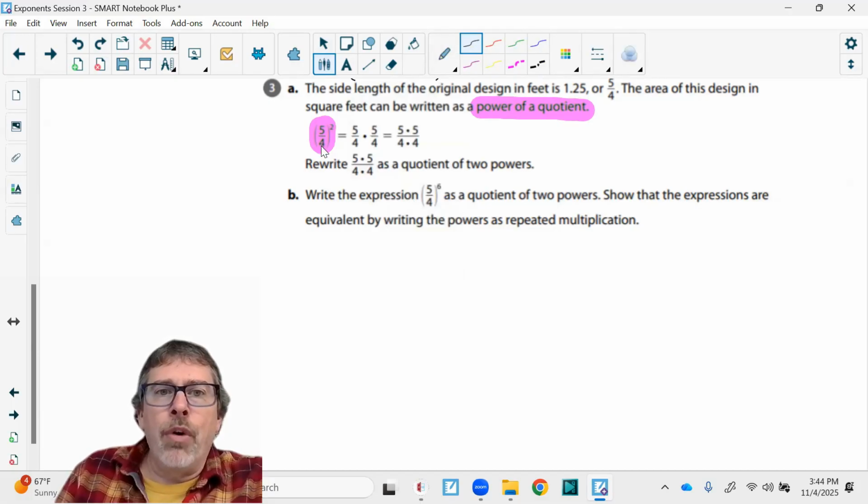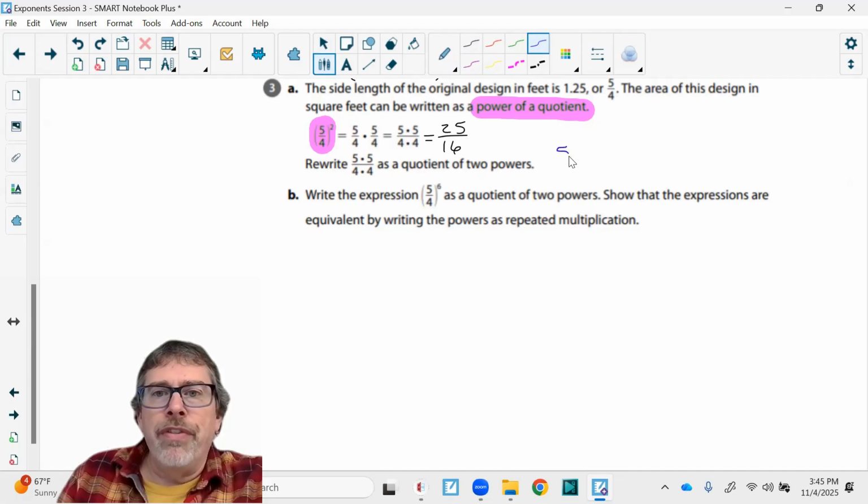And here it is. It's a fraction raised to a power. So this says 5/4 squared is equal to 5 times 5, or I'm sorry, 5/4 times 5/4, because when you square something, it's that thing times itself. And since we have this, that equals 5 times 5 over 4 times 4, which does simplify to 25/16. It says to rewrite 5 times 5 over 4 times 4 as a quotient of two powers.